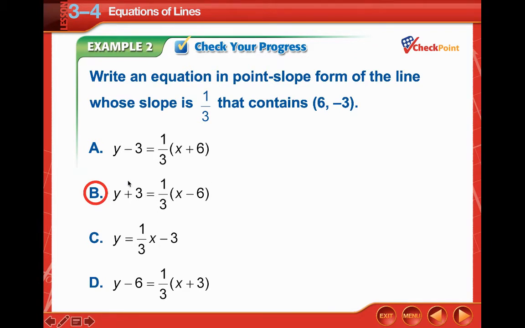So it's y minus y1 equals m, which is 1/3. So m should be right here. Then x, minus x1, which is 6. So it should be y plus 3 equals 1/3 times (x minus 6).